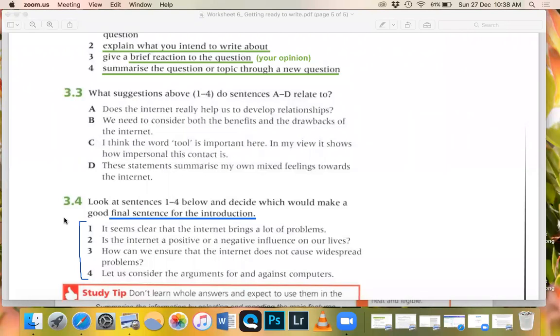Okay, we have mixed opinions here. Let's start with number 4. All right. Is our question asking us about computers? Just let me know, yes or no. Is the question asking us about computers? No, they're asking us about the internet helping us socialize. So it cannot be number 4.